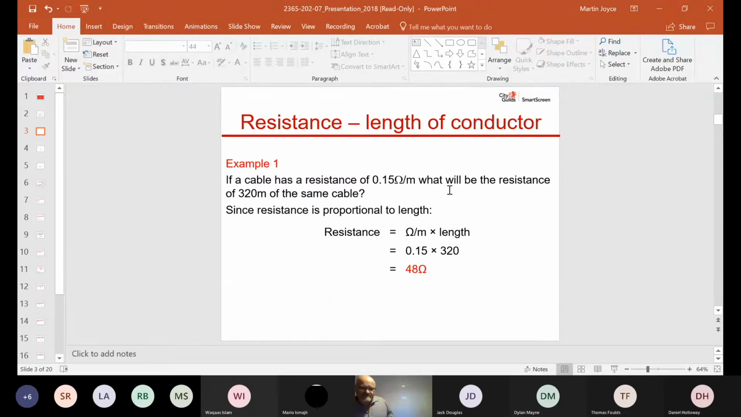In your books, it gives you the answer there. Can you see that? This is a typical exam question. If a cable has a resistance of 1.15 ohms per meter, what is the resistance of 320 meters of the same cable? Did you see how they worked that out? On the PowerPoint. If it's 1.15 ohms per meter, all they've done is multiply it by how many meters you've got.